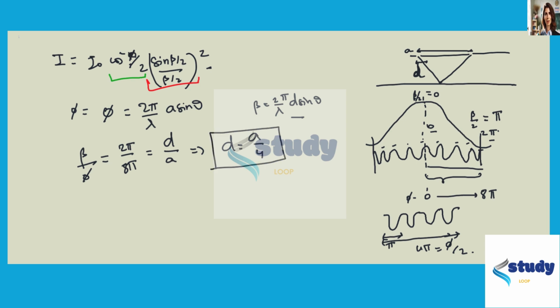This is already given in the question though. So just to make it clear, let's call this angle theta 1. Then phi at theta 1 is equal to 2 pi by lambda a sine theta 1, which we know is 8 pi. And beta at theta 1 is 2 pi d sine theta 1 by lambda, which is equal to 2 pi.